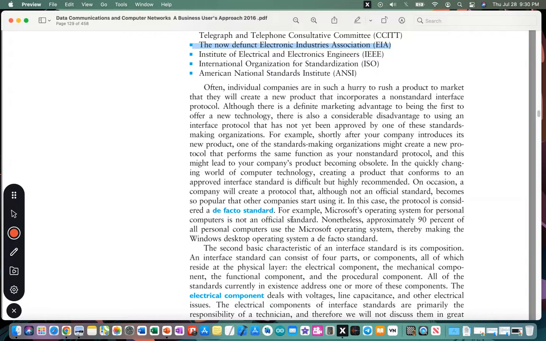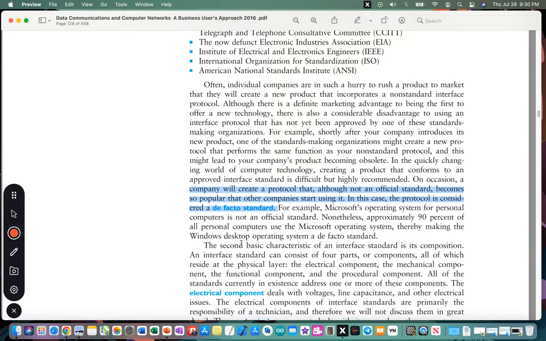The de facto standard: on occasion, a company will create a protocol that, although not an official standard, becomes so popular that other companies start using it. In this case, the protocol is considered a de facto standard. So it just popped up in the market and many people started using it. So it became like a de facto standard, a practical standard, okay?